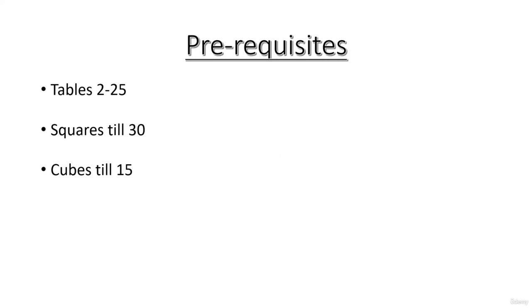Squares are any number raised to the power 2. So 1 square is 1, 2 square is 2 into 2, which is 4, 3 square is 9. So you should know at least up to 30 square. 30 square is 900. And we must also know cubes till 15. 15 cube is 3375. Cube means any number multiplied 3 times.